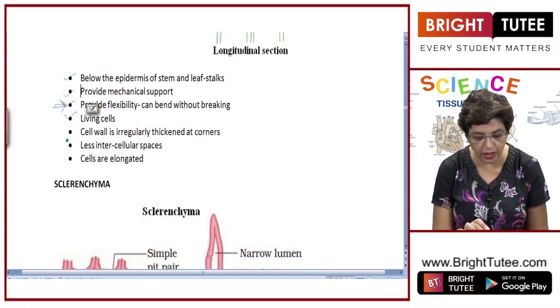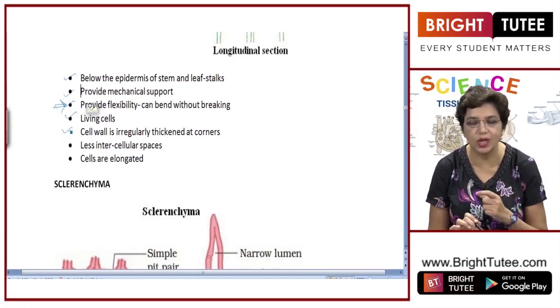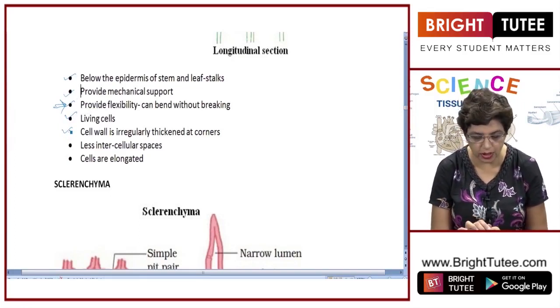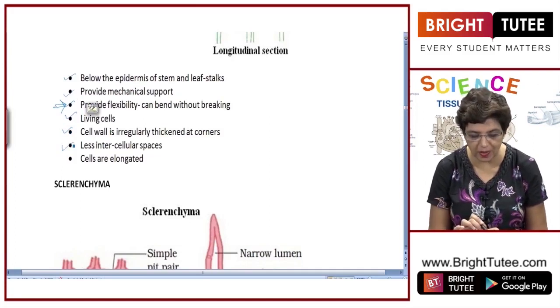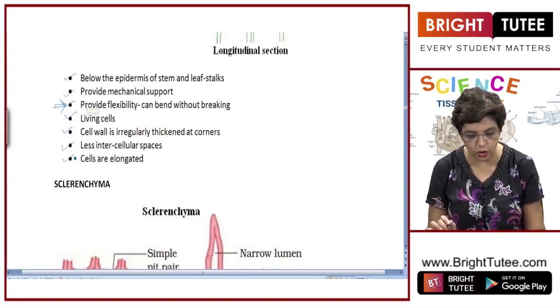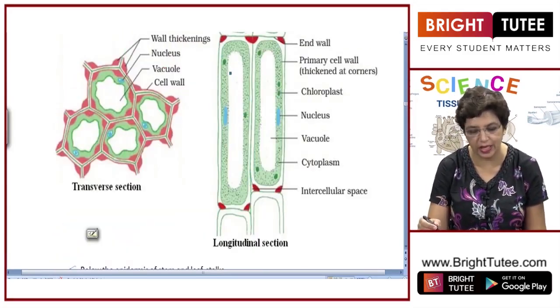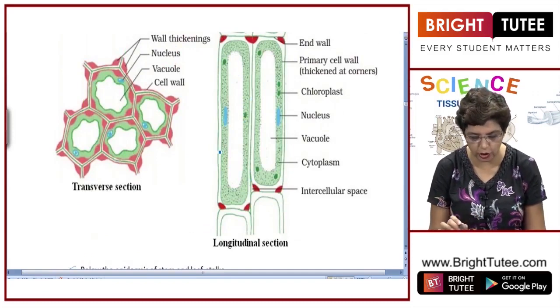These cells are living. The cell wall is irregularly thickened at the corners because of deposition of cellulose. They have less intercellular spaces as compared to parenchyma and the cells are elongated. As you have seen in this longitudinal section, the cells are elongated. This is the transverse section.